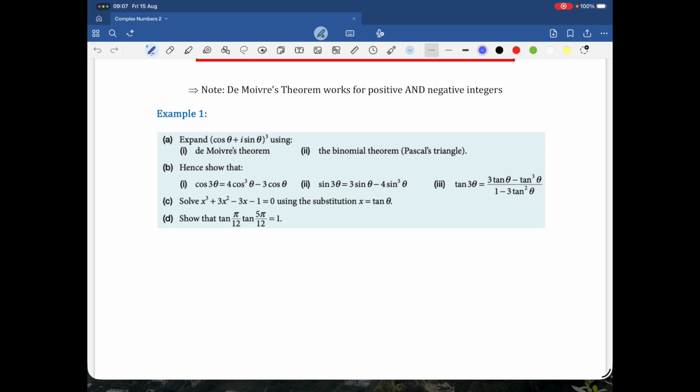So, for example, if we want to expand, in part 1, (cos θ + i sin θ) to the power of 3, using de Moivre's theorem, we know it's just going to be cos 3θ + i sin 3θ.